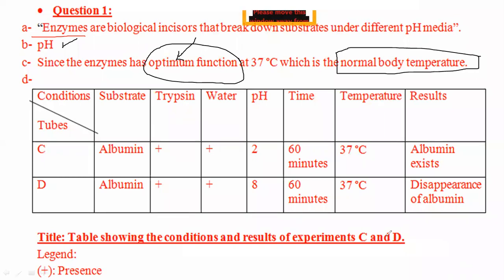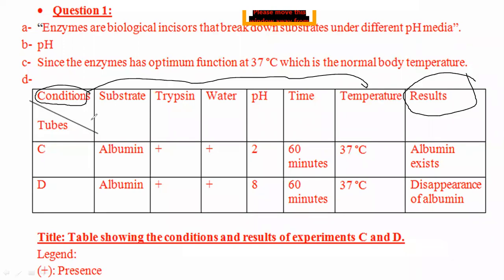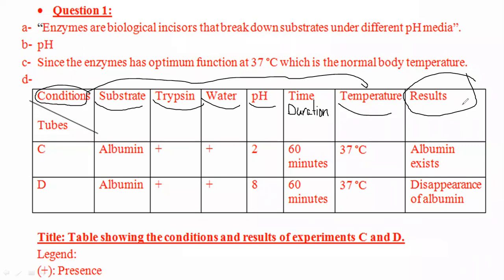Moving now to the table of condition. First, you have to divide it into conditions. These are the conditions, and here the result. And here we have the tubes, C and D. What do we have? We have substrate. We have the enzyme trypsin. We have water. We have pH. You can say time or you can say duration if you want. The same. And you can add temperature and you can add the results.